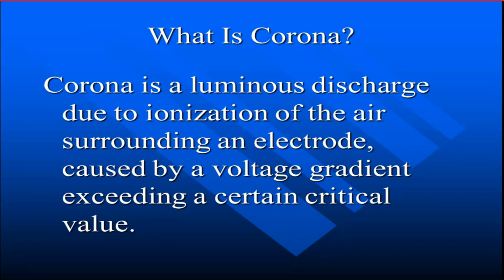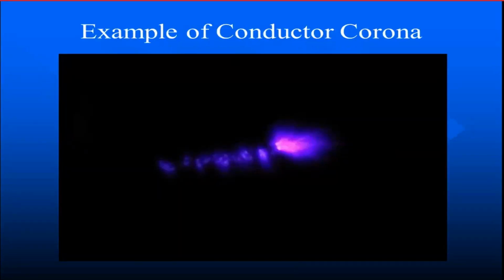Whenever the voltage gradient increases beyond 30 kV per centimeter for normal temperature, in the case of rain or bad weather conditions it may vary. So this is an example of corona on a conductor. You can see a violet glow around the conductor, and it is generally observed at the time of the rainy season.